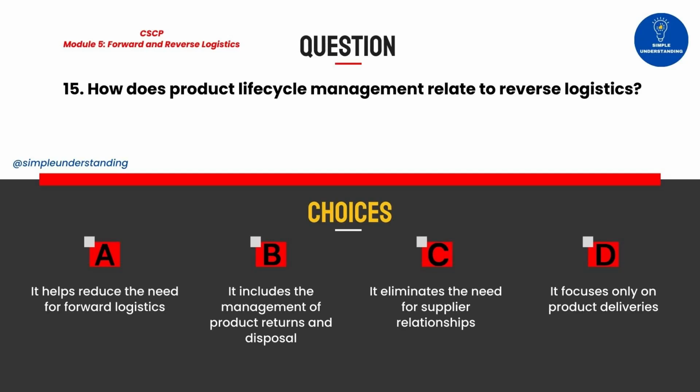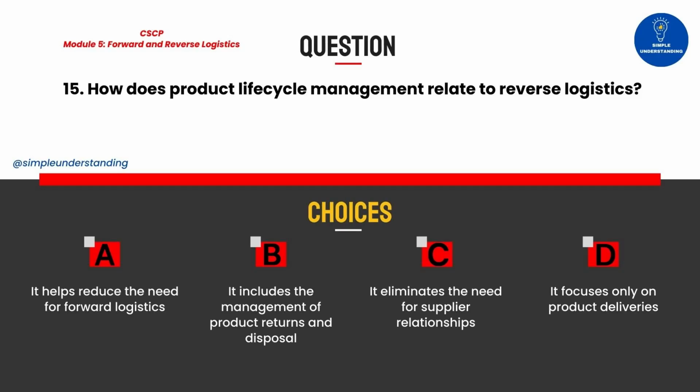15. How does product lifecycle management relate to reverse logistics? A. It helps reduce the need for forward logistics. B. It includes the management of product returns and disposal. C.